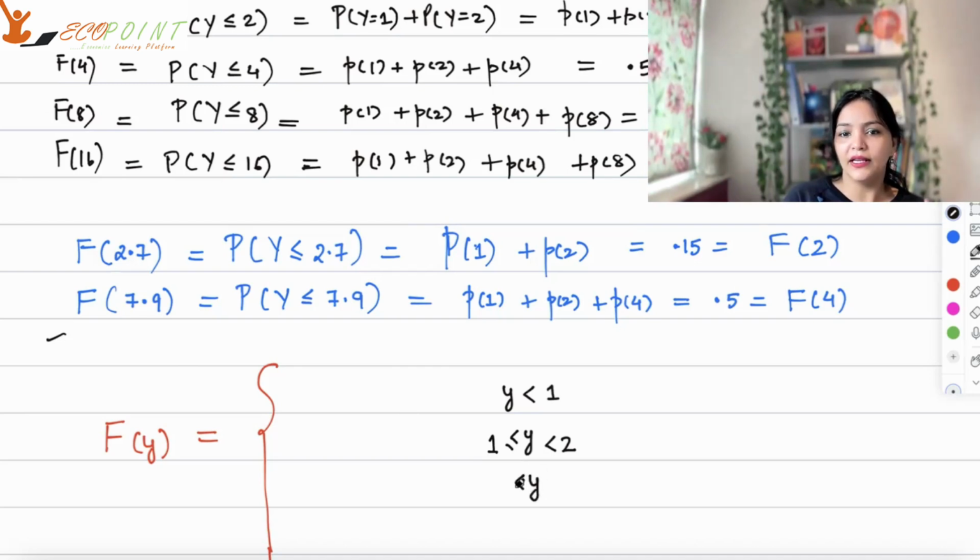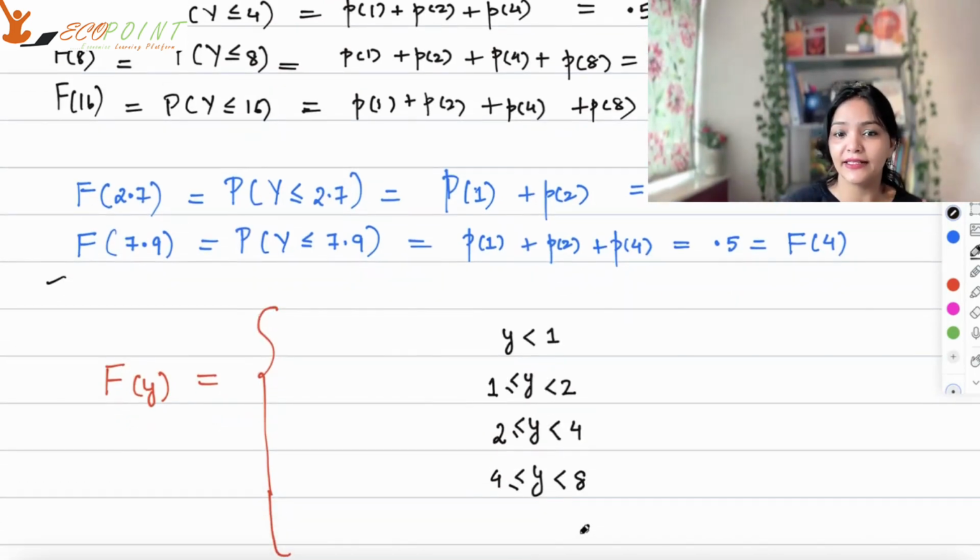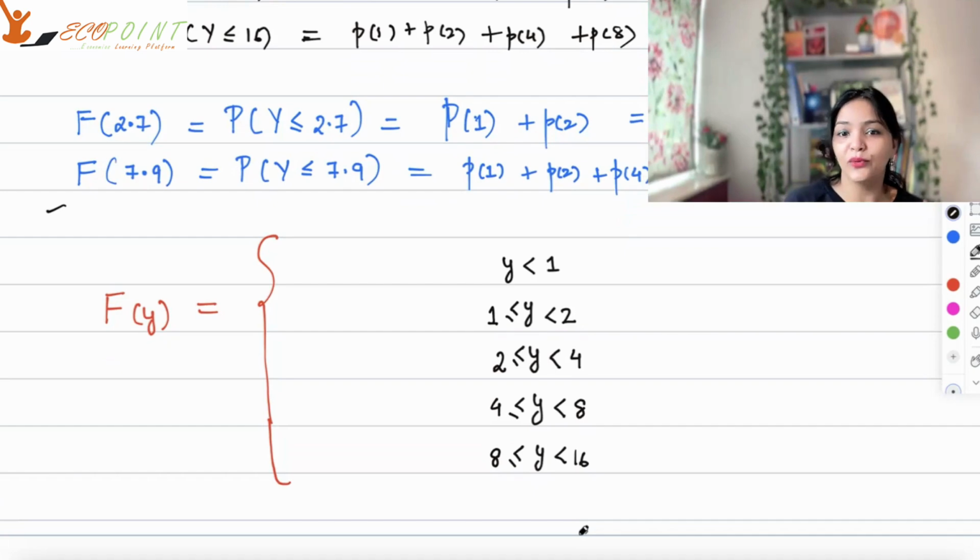Similarly, then I start with 2 and keep on moving till 4 but not including 4, because at 4 some change is happening, some probability is getting added. And then I start with 4 and keep on moving till 8 but not including 8, because some change is happening at 8. And the other subdomain will be from 8 till 16, not including 16. And then more than or equal to 16, whatever values it can take later.